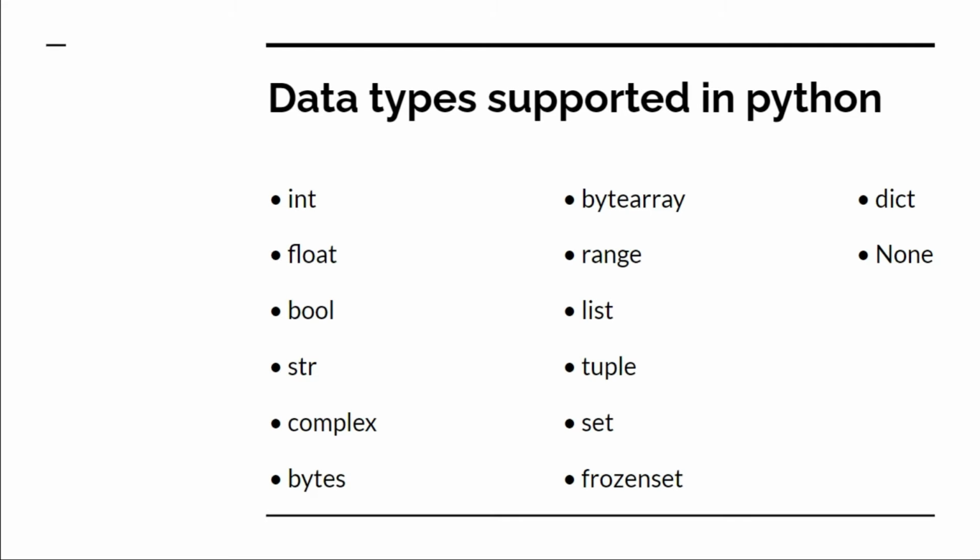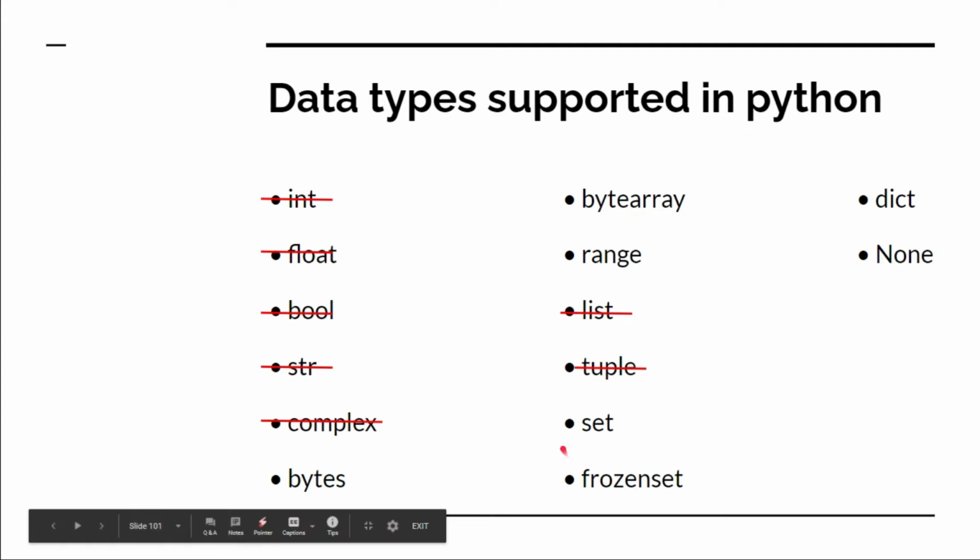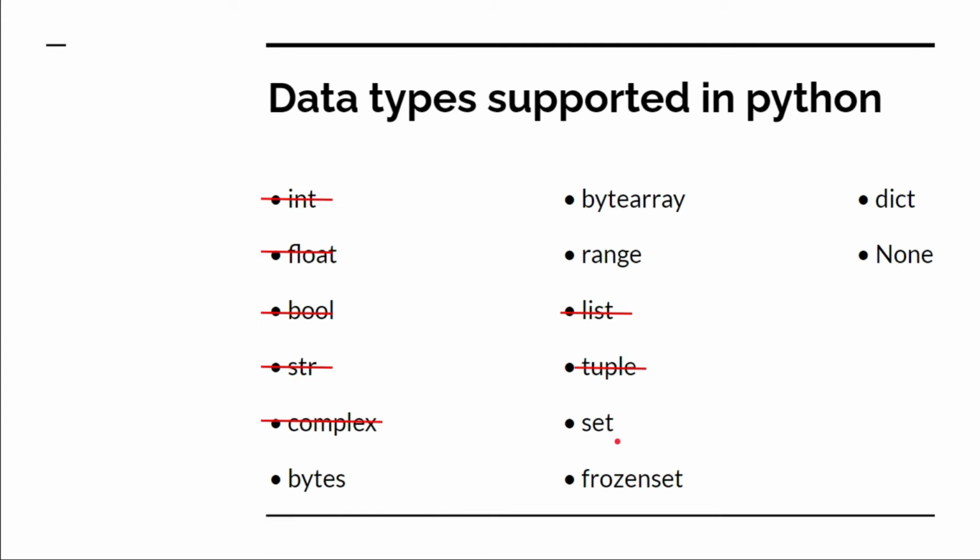Let's have a look at the data types supported by Python. We have learned about these data types. We have seen list and tuple in the sequential data types. The next sequential data type is set. Let's see the properties of set.